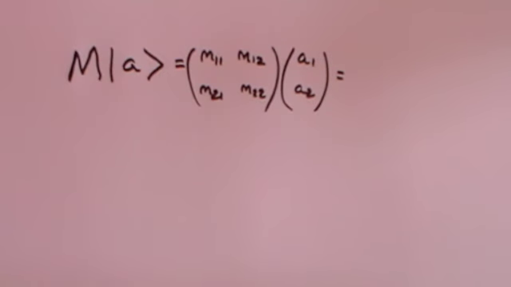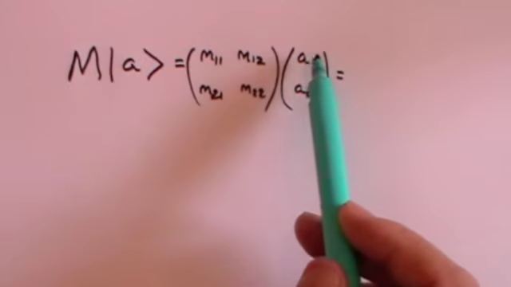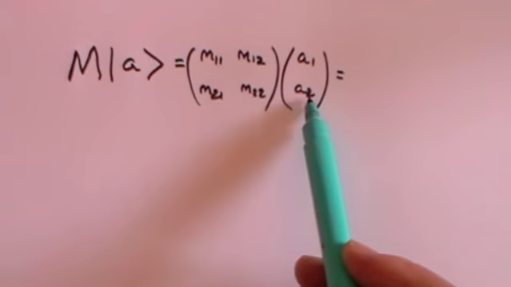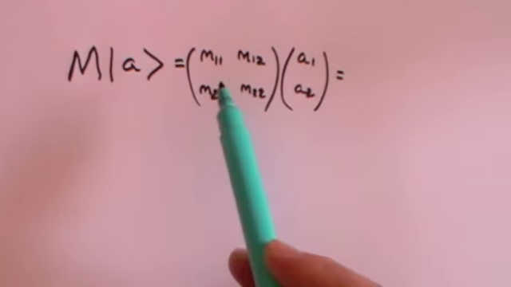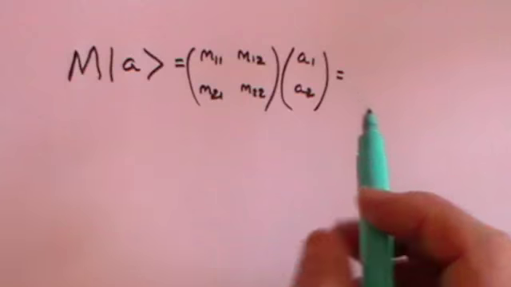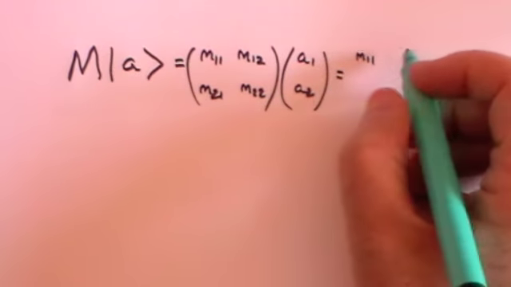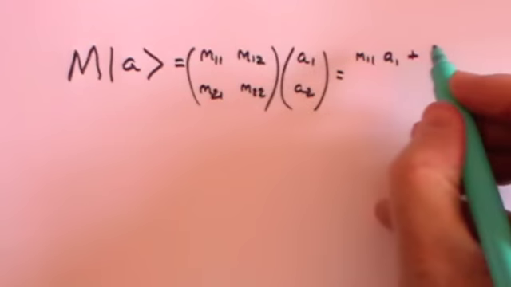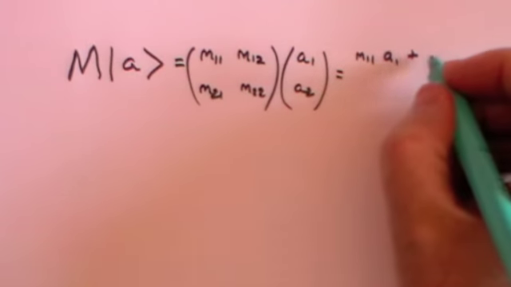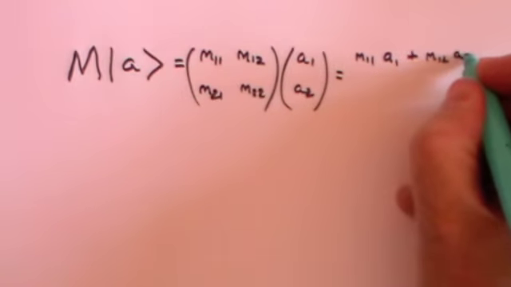That's the key point. And the way you get it is you take this number times that number plus that number times that number. That's the top line. And then this number times this number plus this number times that number is the bottom line. I'll do that again. This number times this number plus this number times that number is M11 times A1 plus M12 times A2. That's the top. That's all just one number. So that's the top of our new ket vector.